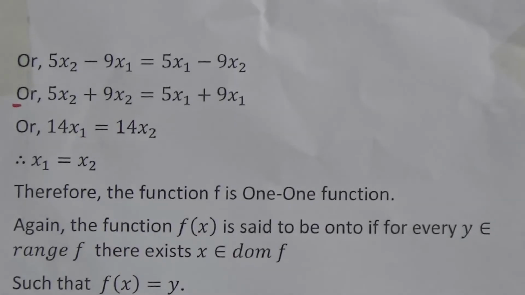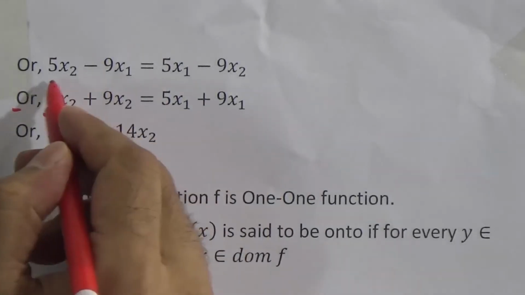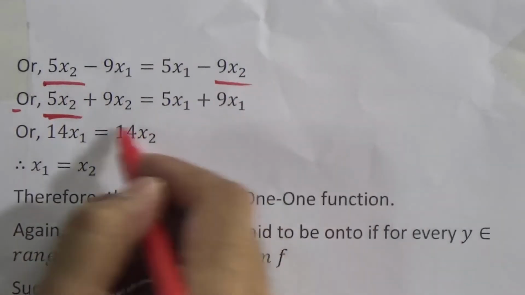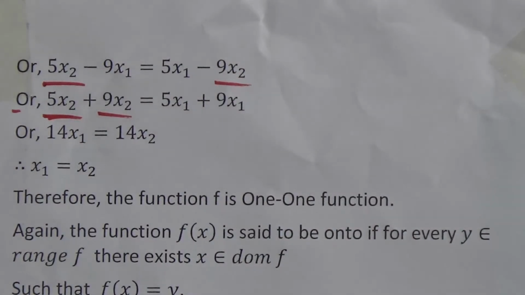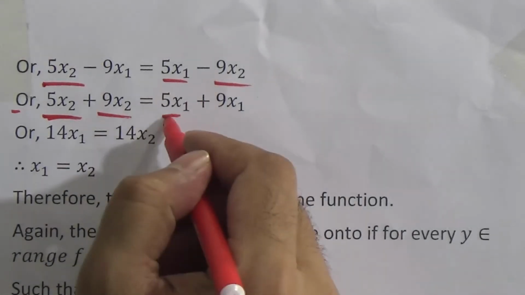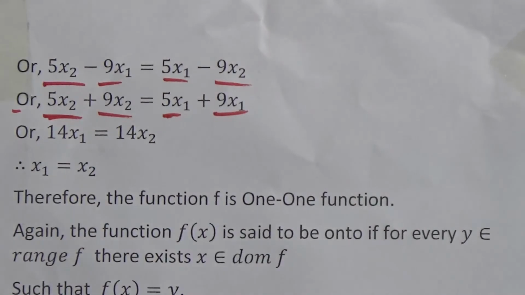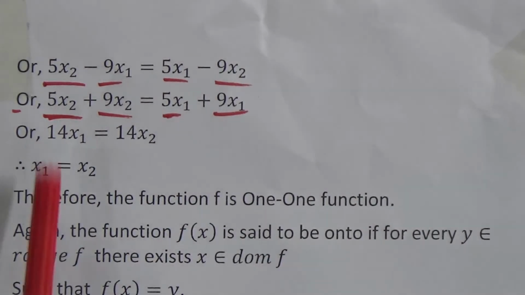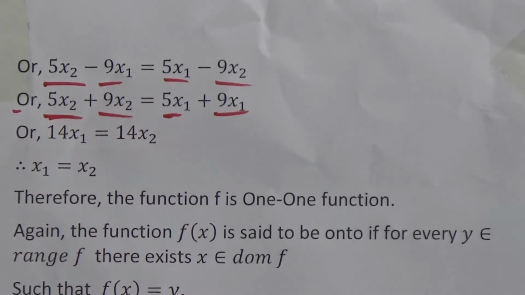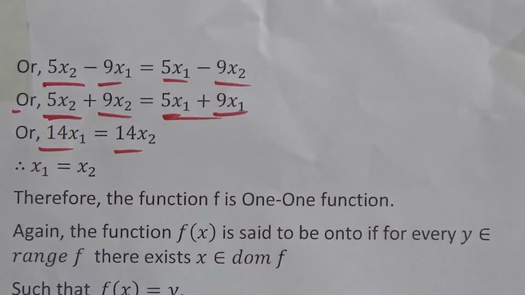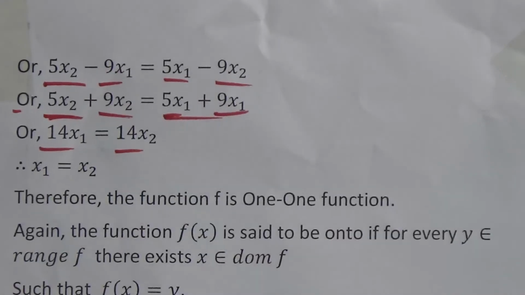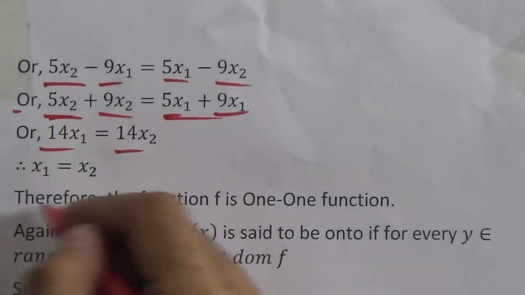Now we can take the variable x1 on one side and x2 on another side. So I have written 5x2 at first and 9x2 on this side, as this is negative on the right side, so this will be positive on the left side. So we have written 5x1 here and 9x1 is negative here, so if we change the side it will be positive. Now add 5x2 and 9x2, this will be 14x2, and add 5x1 and 9x1, you will get 14x1. Just interchange the left hand side and right hand side. Now we can divide both sides by 14.